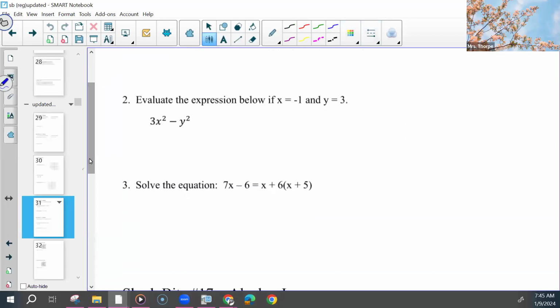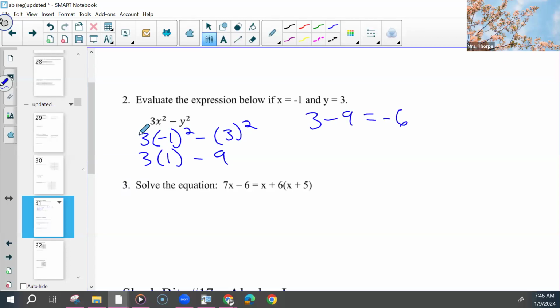Right, so for number 2, evaluating, going back to the beginning of the year, we have these 2 variables. We're going to put each one in where we see them. So x is -1, to use parentheses, square on the outside, y is 3. So you can either do this all in your calculator or step by step. So this would be 3 times 1 minus 9. 3 minus 9 is -6. Questions on that?